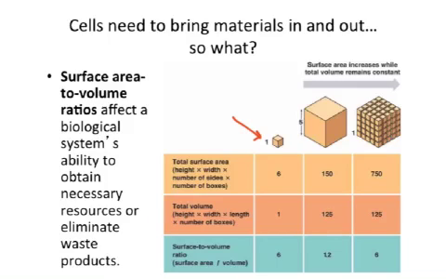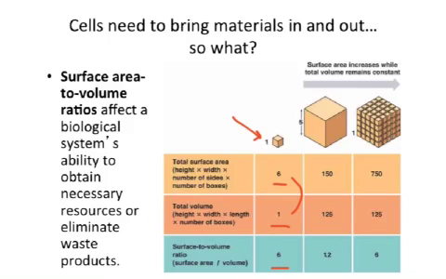So if this is a cell that's 1 centimeter by 1 centimeter by 1 centimeter, or let's say it's a cube, its surface area is 1 times 1, that's the area of one of the squares, times 6, because each cube has 6 sides. So the surface area is 1 times 6, so the surface area is 6. Volume is length times width times height, so the volume of this cube is 1 times 1 times 1, which is 1. So the surface area to volume ratio is 6 divided by 1, which is 6.